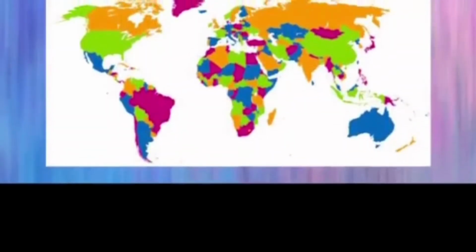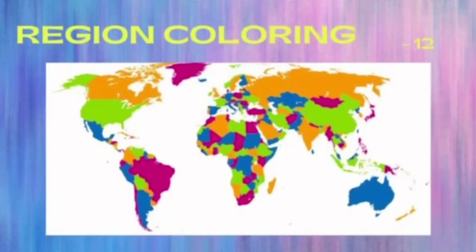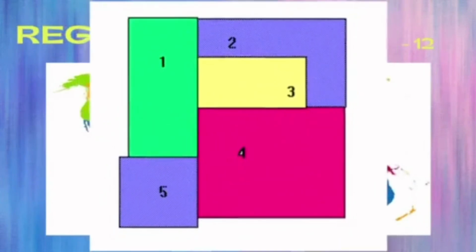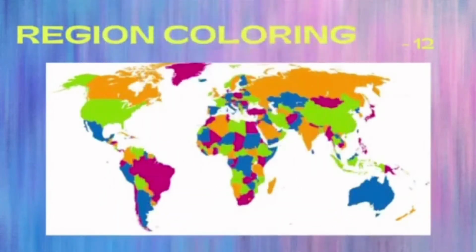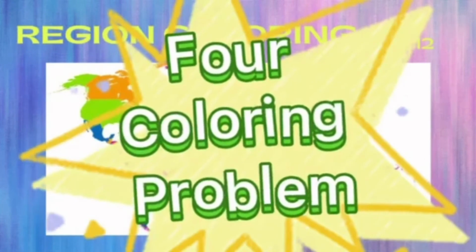So let's talk about, lastly, the region coloring. Region coloring is an assignment of colors to the regions of a planar graph such that no two adjacent regions have the same color. Two regions are said to be adjacent if they have a common edge. The best example here is the world map. As you can see, the assignment of colors to each country uses only 4 colors, or what we call the 4 coloring problem.